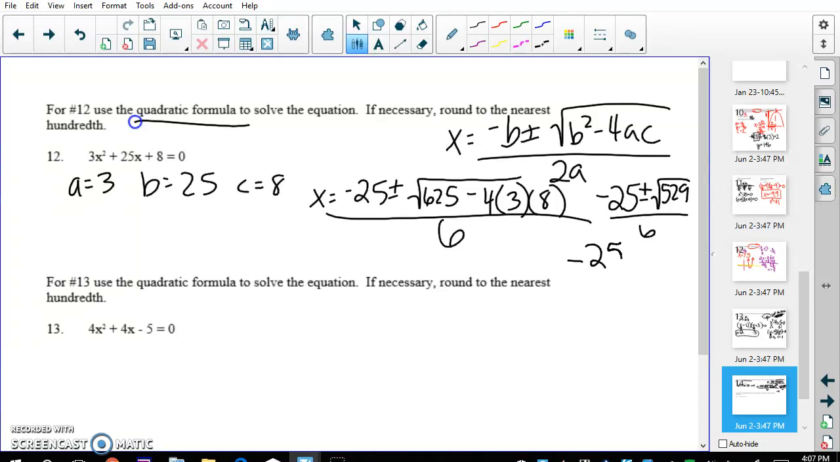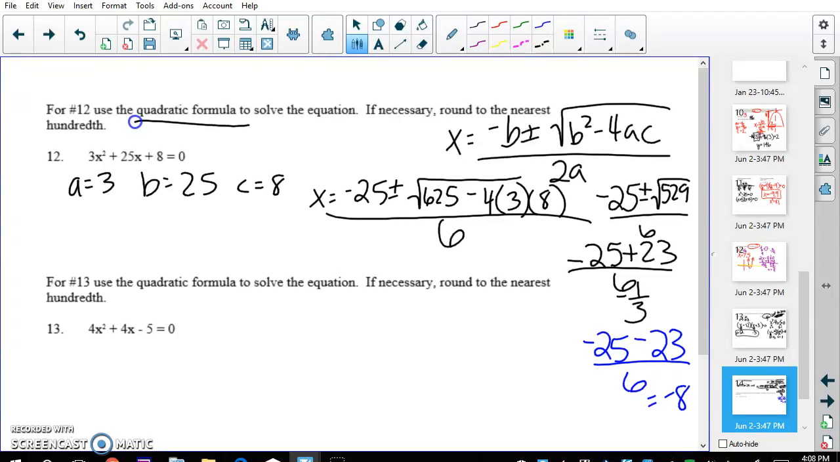All right, so negative 25. Then I'm going to do a plus equation and a minus. Happened to be 23 all over 6. That gives me negative 1/3. Now it does say round to the nearest hundredth, so you get negative 0.33333333, so negative 0.33 because you round correctly. But then you also do the same equation, negative 25, but this time you go minus 23 all over 6. So that gives you negative 8. So I must have gotten negative 48 when I put those top two together, divided by 6.